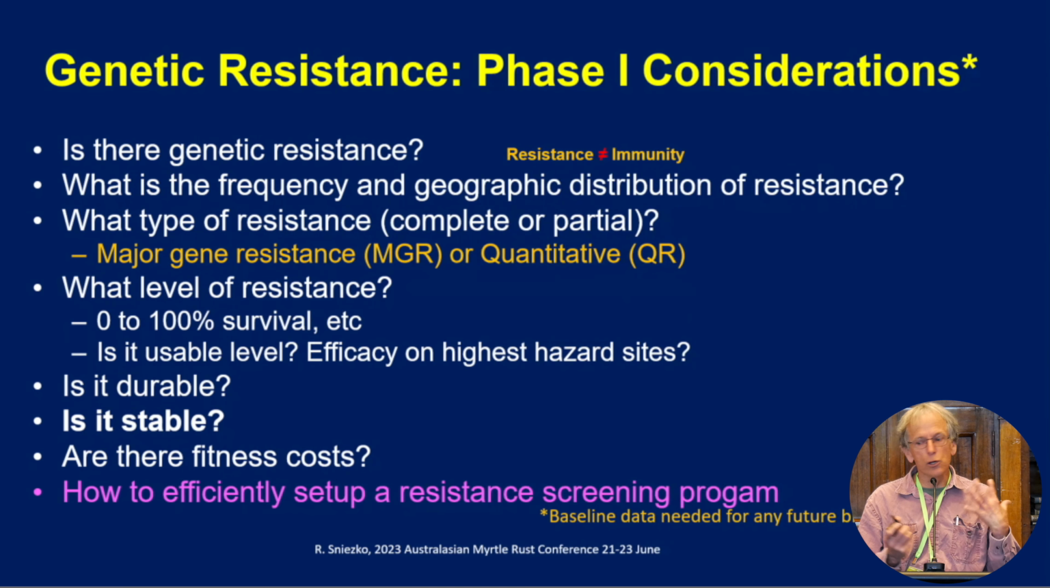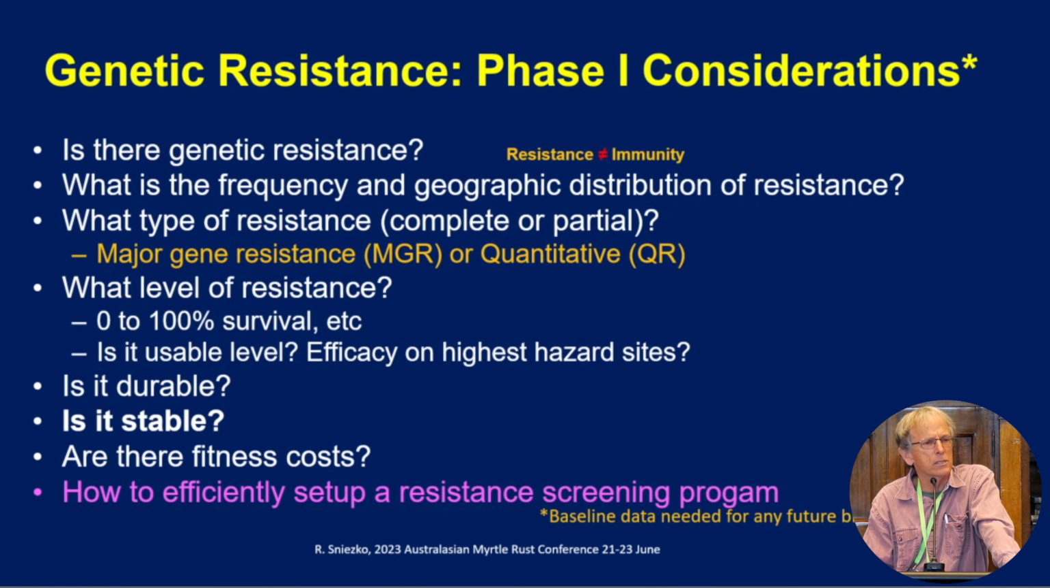There are 2 major components or phases to developing resistance. The first one, you ask a bunch of questions. Is there genetic resistance? And if so, what's the frequency? What's the geographic distribution of resistance? We heard a little bit of that yesterday, so that was good to hear. What type of resistance? Is it complete or partial resistance? Is it due to a single major gene, or is it more quantitative in nature? And that can vary by species.